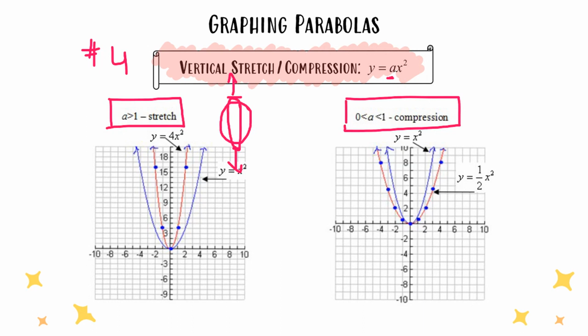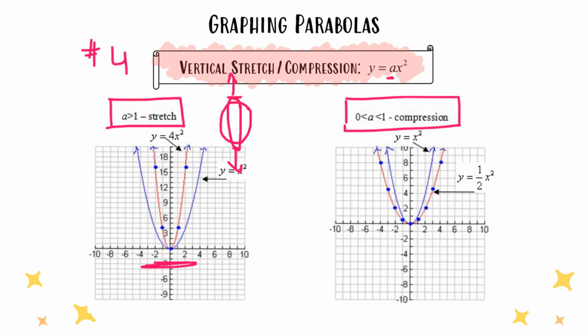In this example, the blue parabola is y equals x squared. It's your parent function. If you add a 4 in front of it, so y equals 4x squared, that's a vertical stretch. When you graph that, you're going to notice your parabola is narrower than the original parabola. I'm going to show you how to graph it in the next slide. Let's look at a compression and see what that looks like.